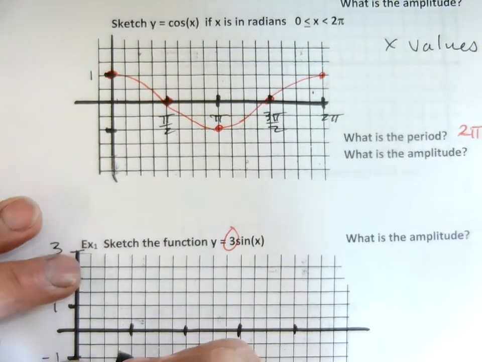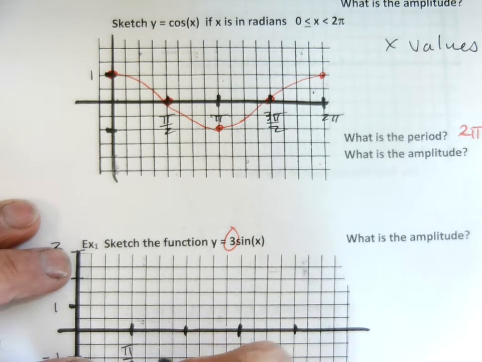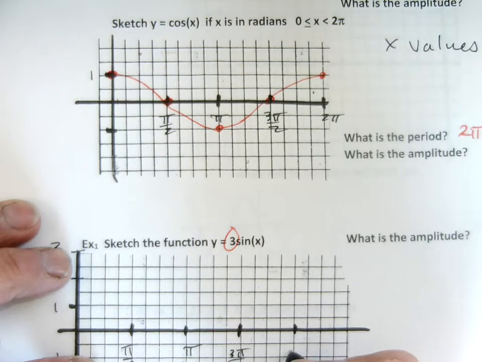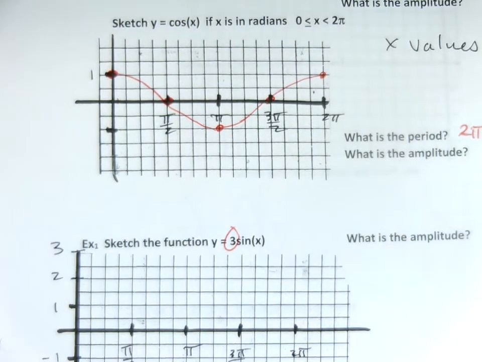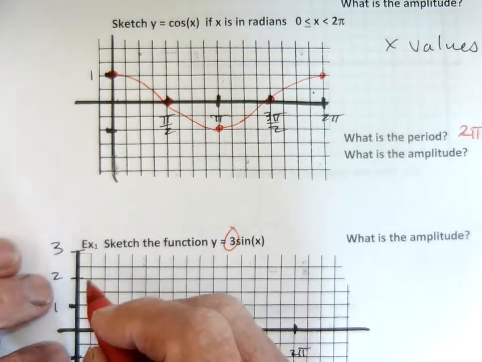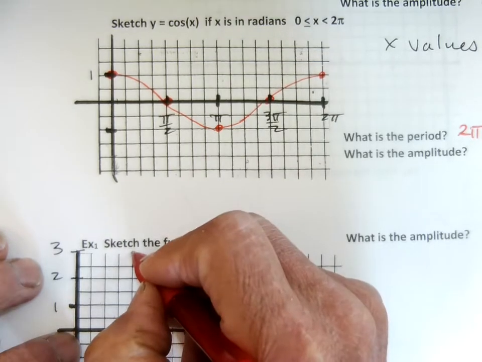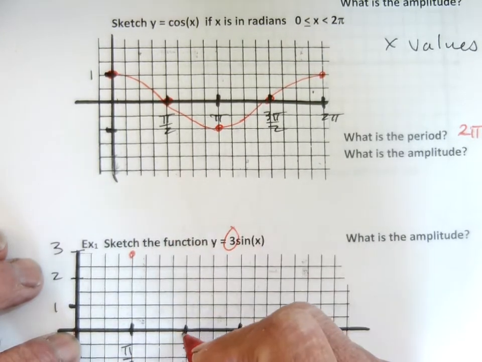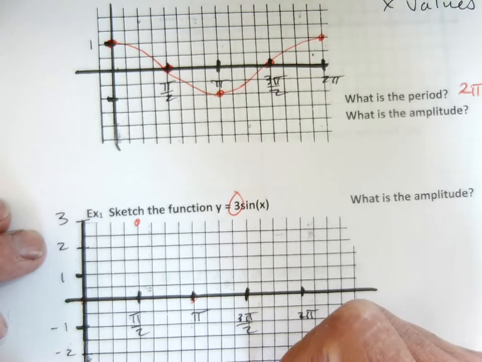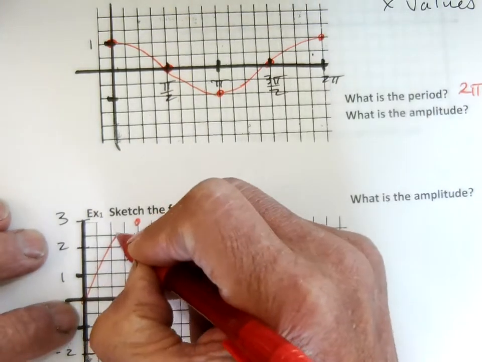So here's my pi halves, my pi, 3 pi halves, and 2 pi, right? And it's going to go all the way up to 3, and all the way down to negative 3. It looks like this.